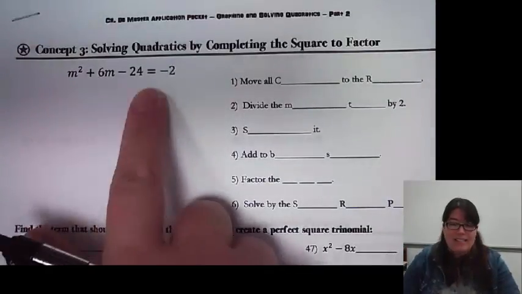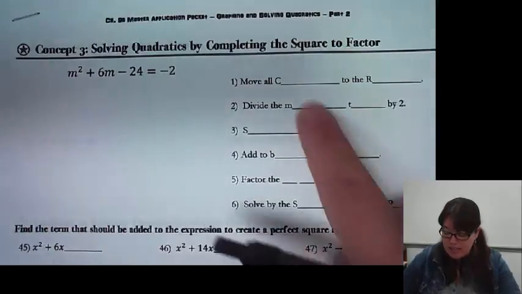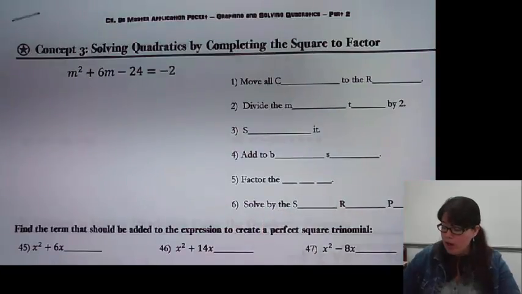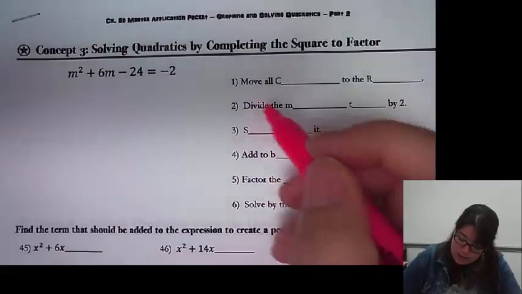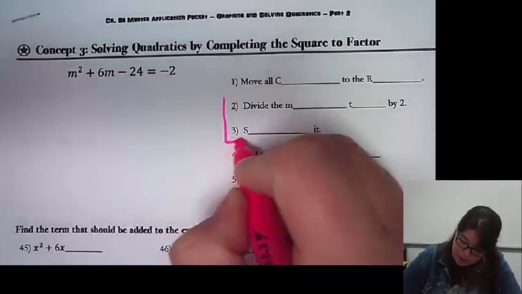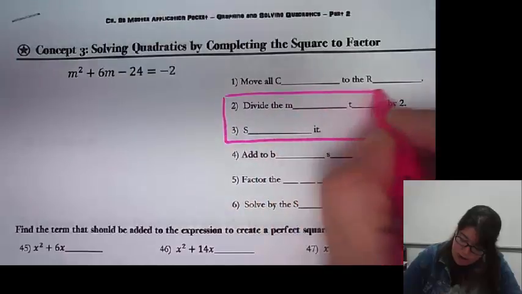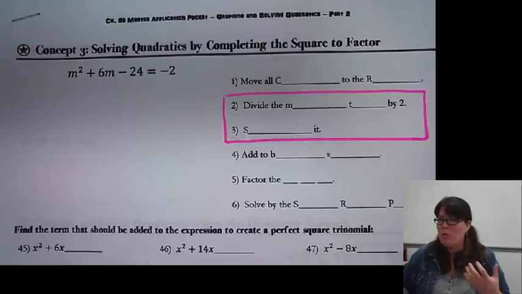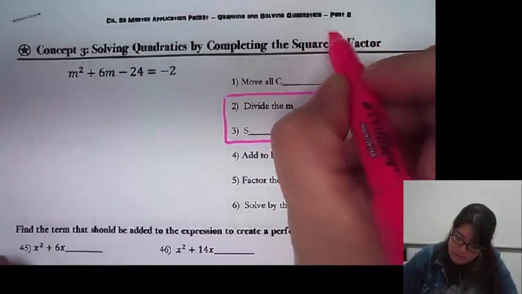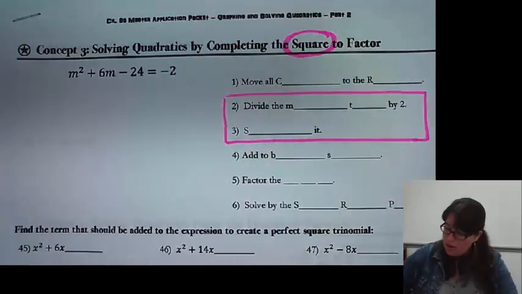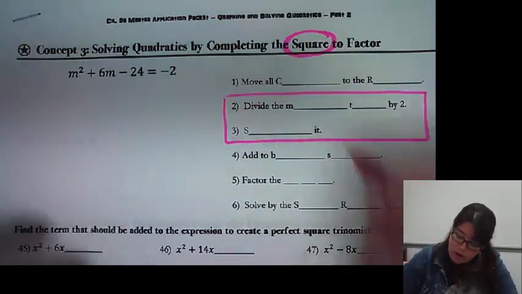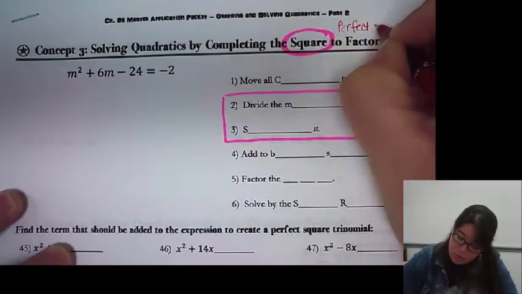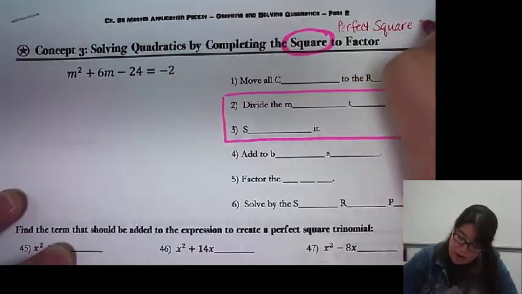We have this as an example of a quadratic equation, and then here you'll see all of the steps for solving by completing the square. All right, and what I want you to know is it's only steps 2 and 3 that are actually completing the square. And when we say completing the square, what? Well, completing the square means that you are looking for a perfect square trinomial.